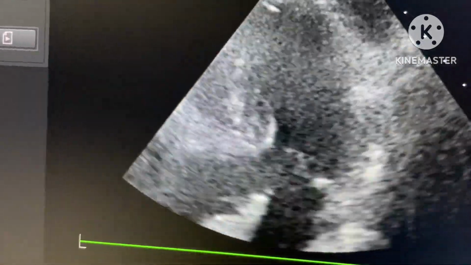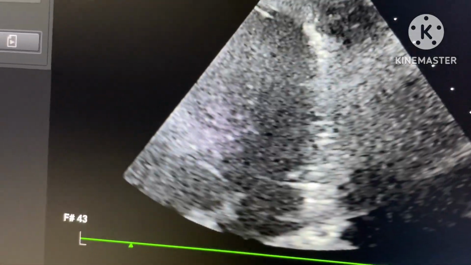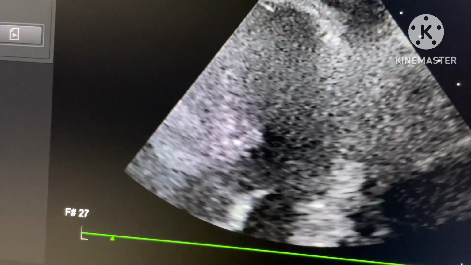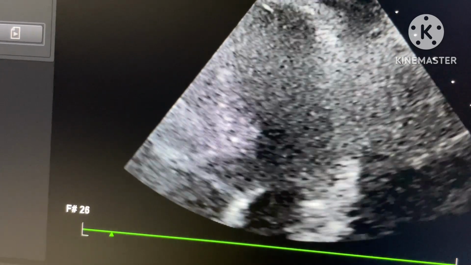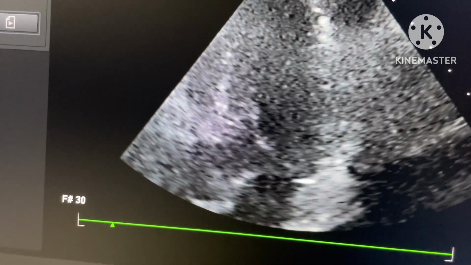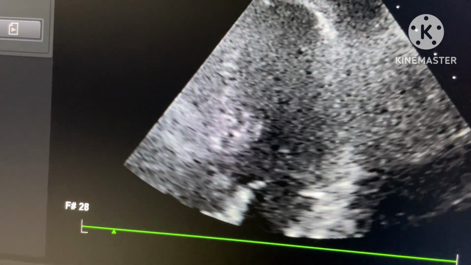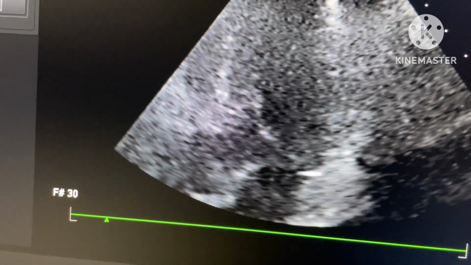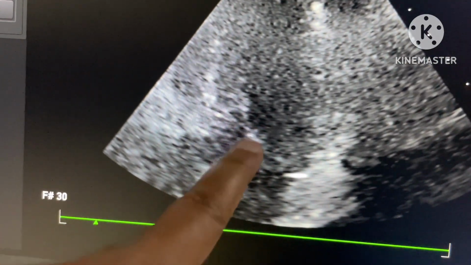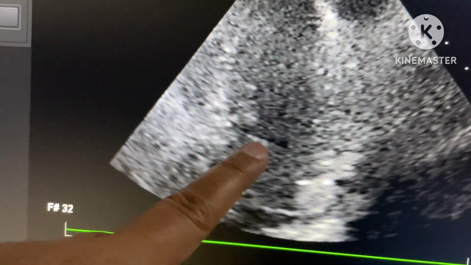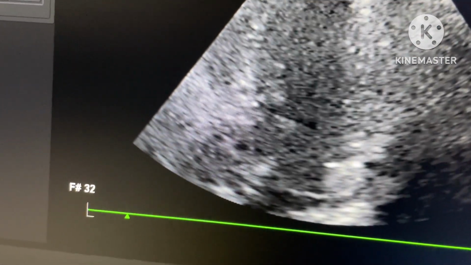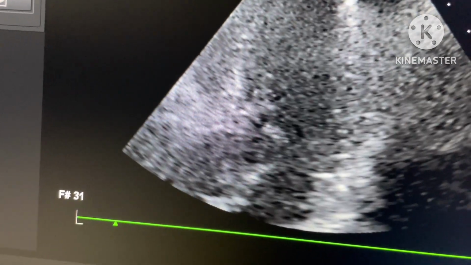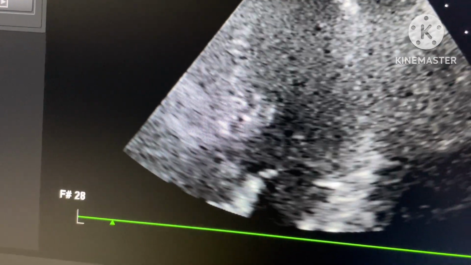Again, you see the SAM. The whole valve closes, then moves towards the interventricular septum. You can see this one, the interventricular septum. This is the anterior mitral leaflet that has moved close to the interventricular septum.